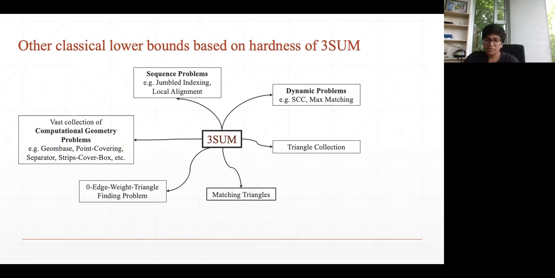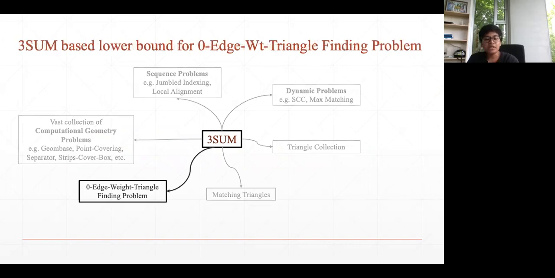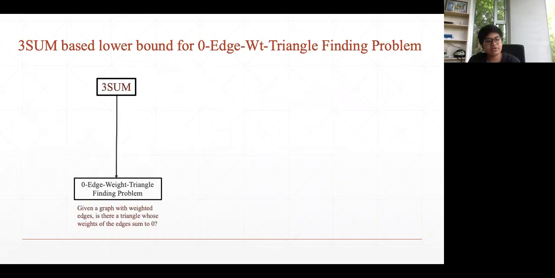And before I go there, I would like to zoom in a bit on this reduction from 3SUM to the zero edge weight triangle finding problem, to give you a flavor of how these reductions look, okay? So let's go into that. We have this 3SUM problem, which I've already defined. And now we have another problem, interesting in graph theory, which is called the zero edge weight triangle finding problem, which is very simple. We have a graph with edges with weights associated with it. Now we want to know if there exists a triangle such that the sum of the weights of the triangle adds up to zero. That is the problem.